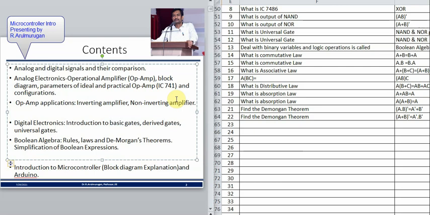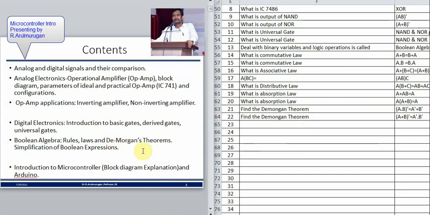The next one is Boolean algebra. Boolean algebra has rules and laws, like the commutative law and associative law. For example, a plus b is equal to b plus a, a dot b is equal to b dot a, and a plus (b plus c) is equal to (a plus b) plus c. Then there are the distributive law and absorption law.